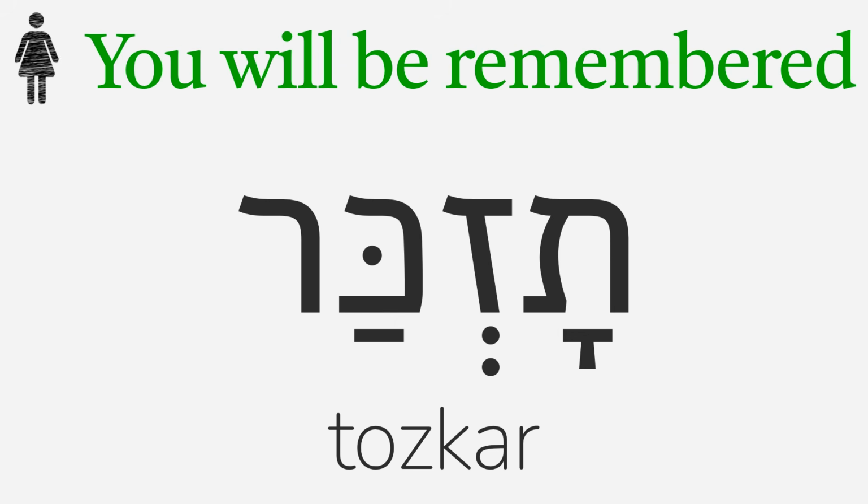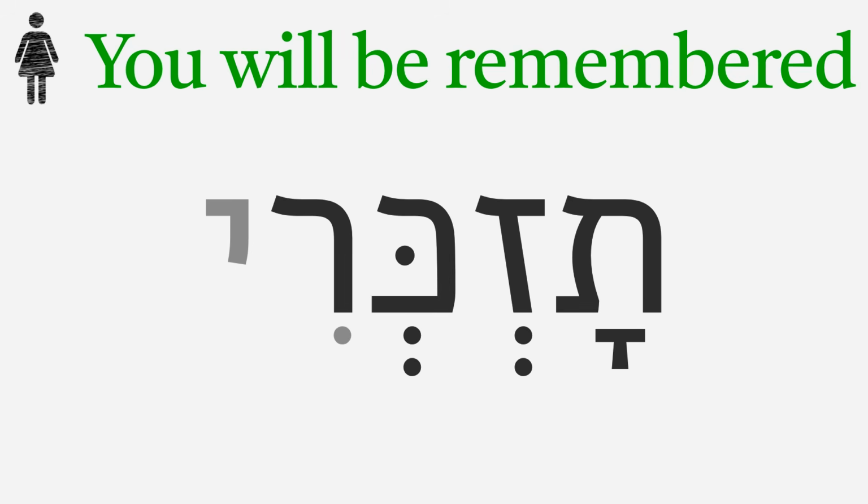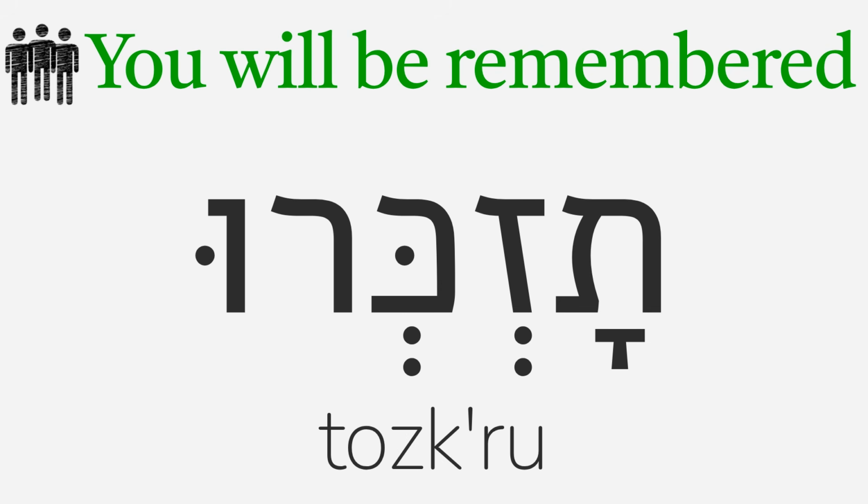To say this to a woman, we need to make the subject of this verb at, you, feminine singular. This verb can be made from the masculine singular you form, tozkar, by shortening the vowel on the second root letter, the patach, to a shva, and adding i. Tozkeri, you will be remembered, in feminine singular form. The masculine plural form does the same, but with a u ending. Tozkeru, you will be remembered, in masculine plural form.